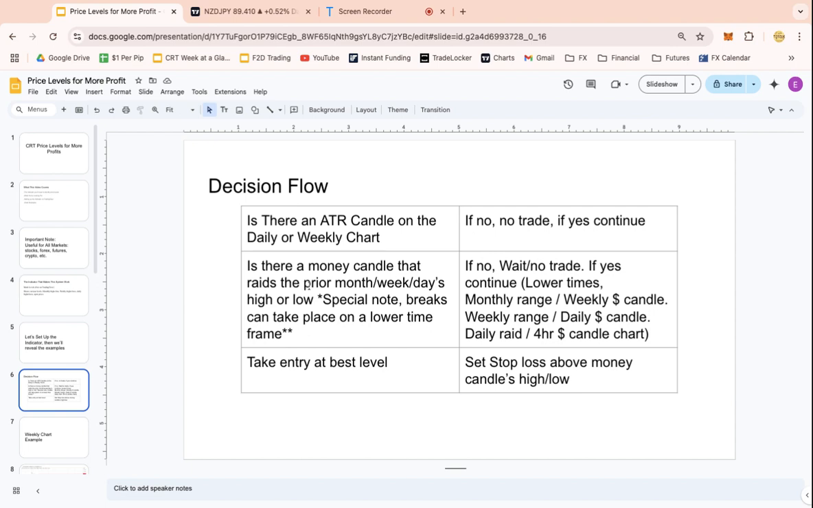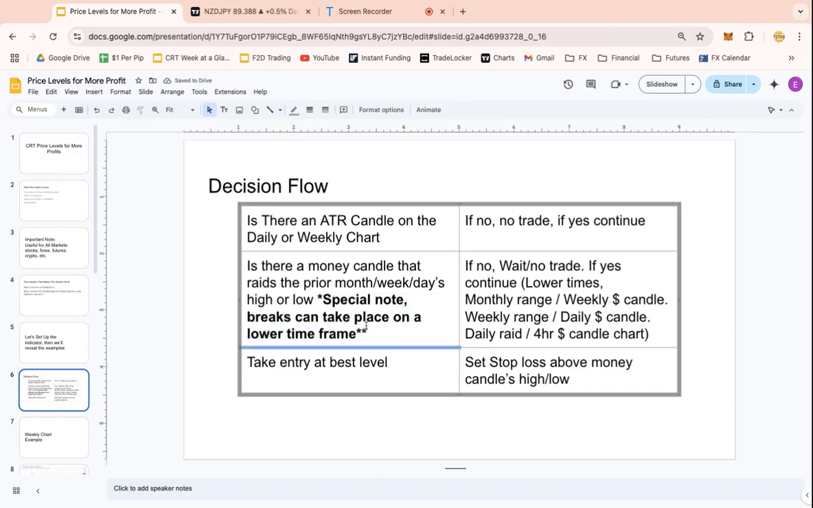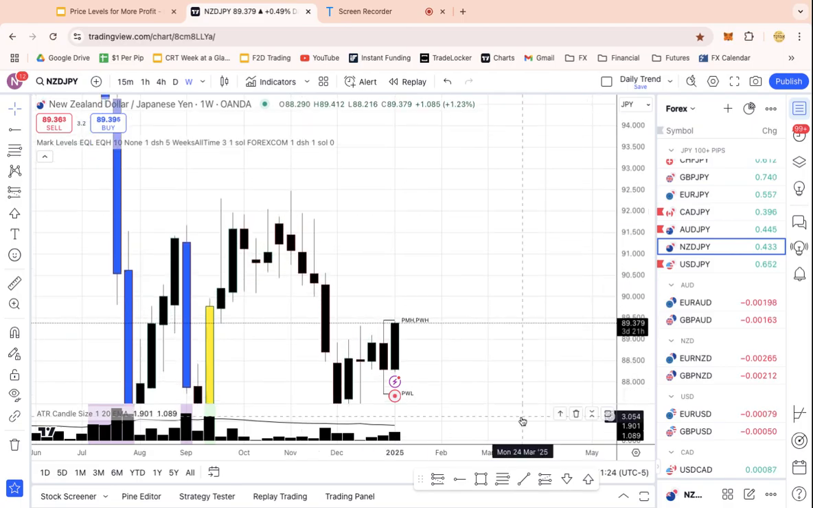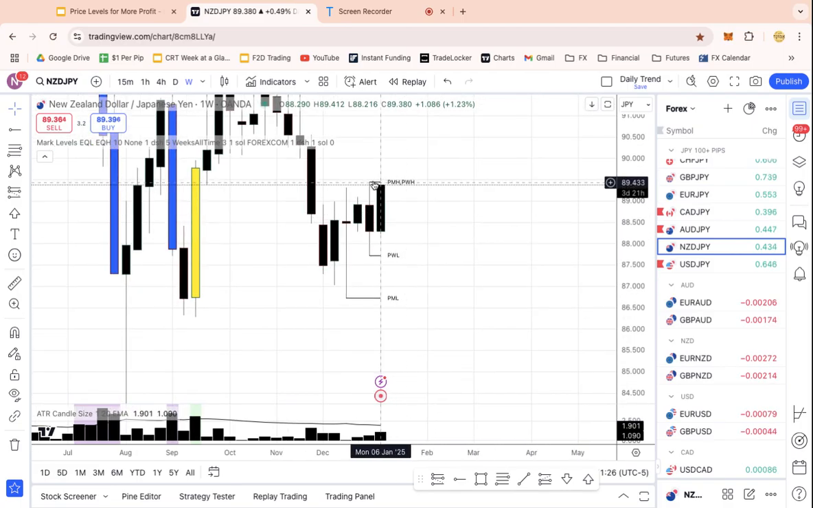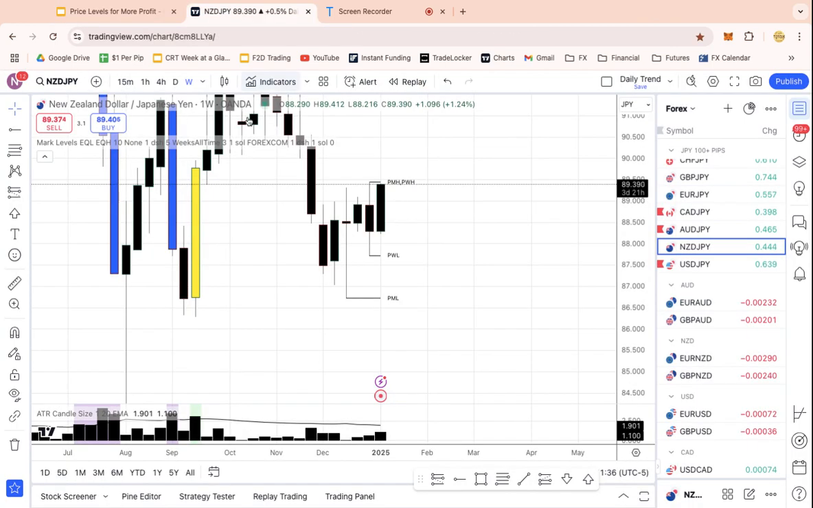So it does raid that prior month or week or day's high or low, one of those key levels. And here's something you can also keep in mind. The raid, or the money candle, can be on a lower time frame. These are the time frames. If you are trading a monthly range, so let's go back real quick, if you are trading a monthly range like this right here, then your money candle can be, according to our chart, a weekly money candle. So you'll drop down to that lower time frame.